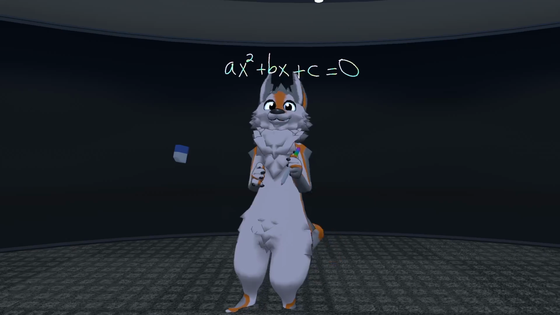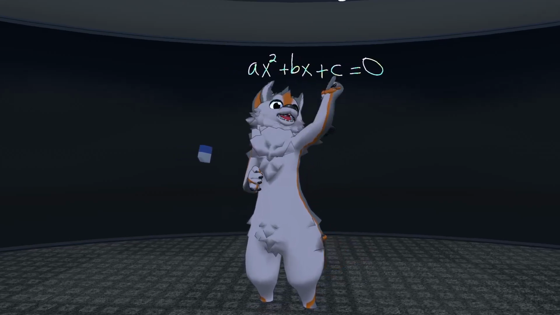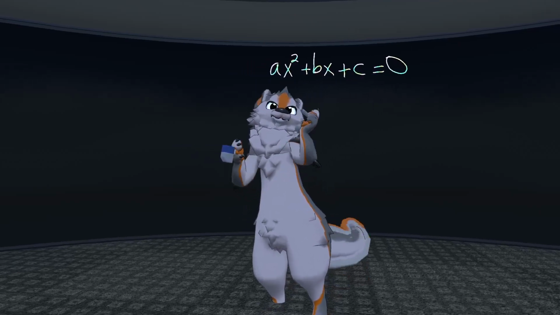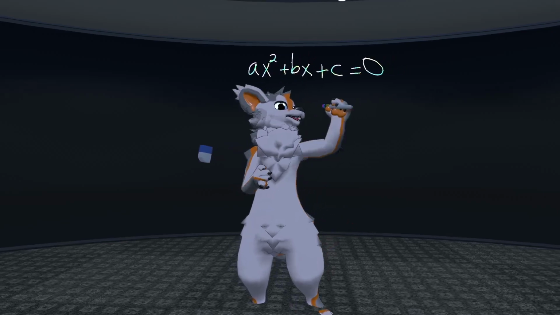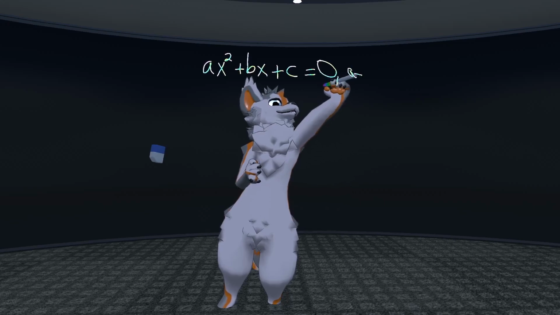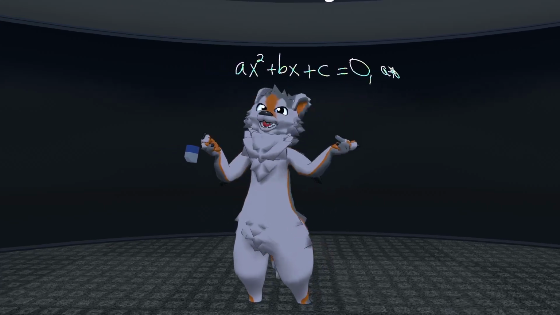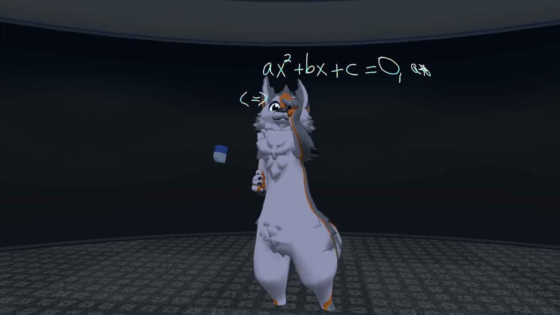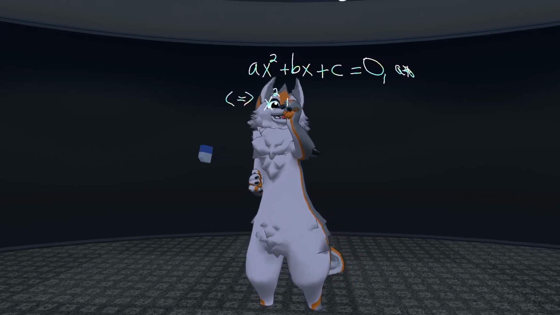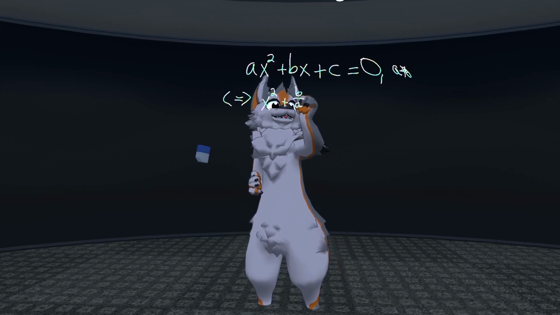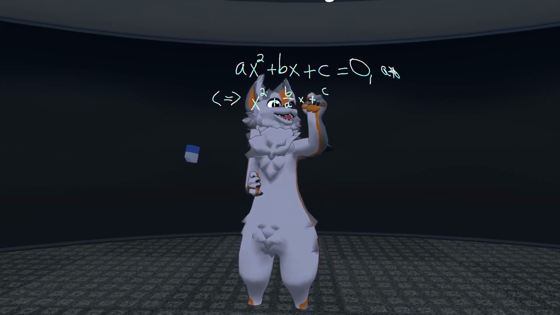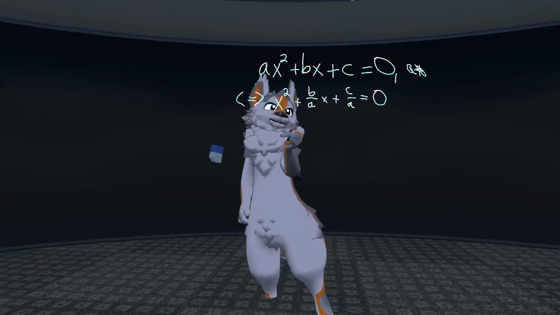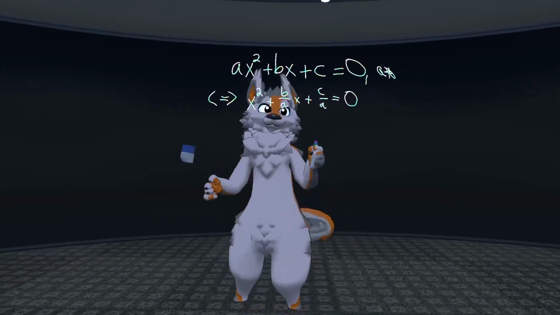Now, right off the bat, we can get rid of this a because it only makes our life more difficult. So let's assume that a is non-zero. And if it's non-zero, then we can divide by a, right? So in that case, we get x squared plus b over a x plus c over a equals 0. Great. Now our equation is looking a little simpler.